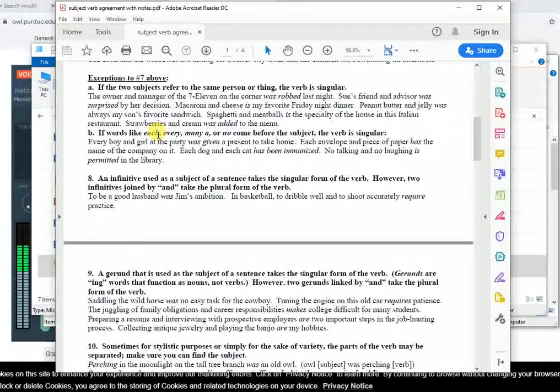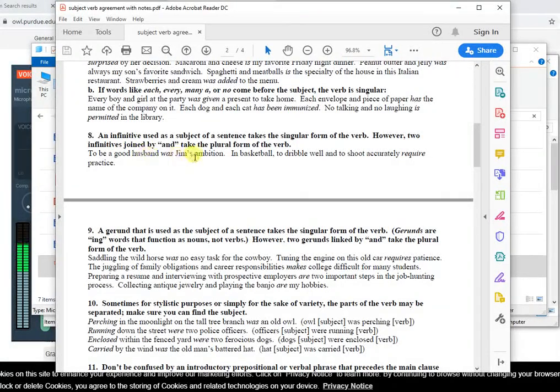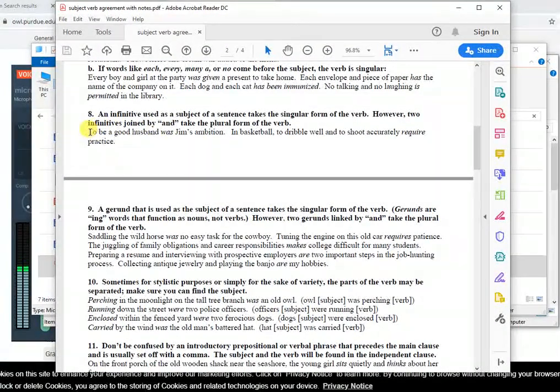Here's the point about "each" and "every." They indicate that you're working with a singular subject. "Many a" is an expression: many a man has. The "a" is the clue, because that's used for singular countable things. Okay, so they've got an example with, I want to say that it's a gerund, an irregular gerund subject. Jim's ambition was in basketball to dribble well and to shoot accurately require.